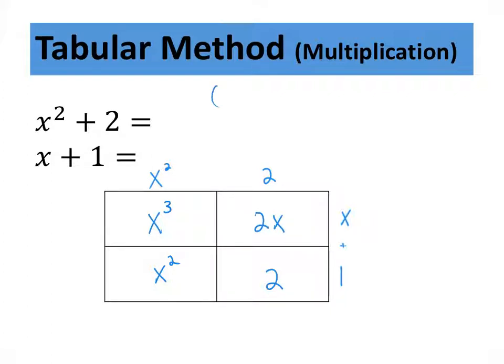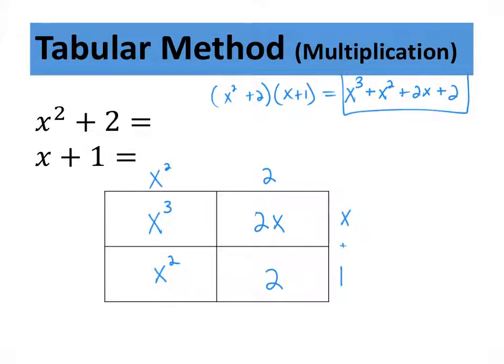So if I had x squared plus 2 times x plus 1, I'm adding up all of these things in here. So x cubed plus x squared plus 2x plus 2. And I like to do it in descending order. So x cubed plus x squared plus 2x plus 2. And this would be our final answer when we multiply those polynomials together.